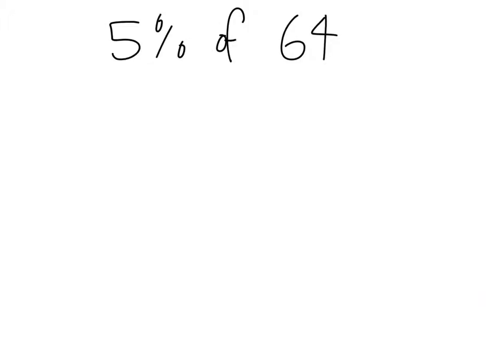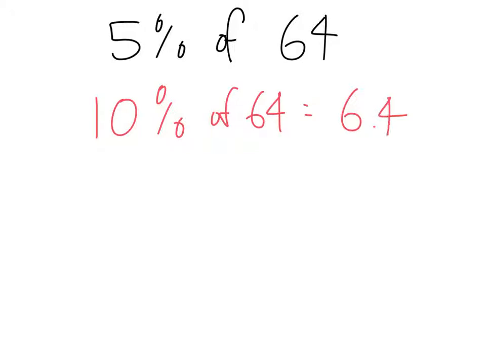Let's have a go at working out this question, 5% of 64. So using the same strategy, 10% of 64 equals 6.4. So we're just moving the decimal place whenever we're working out 10%, timesing it by 1/10 or dividing it by 10. Okay, we're always just moving the decimal point one place to the left.